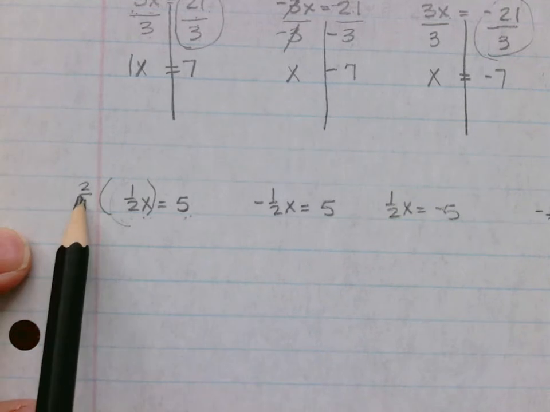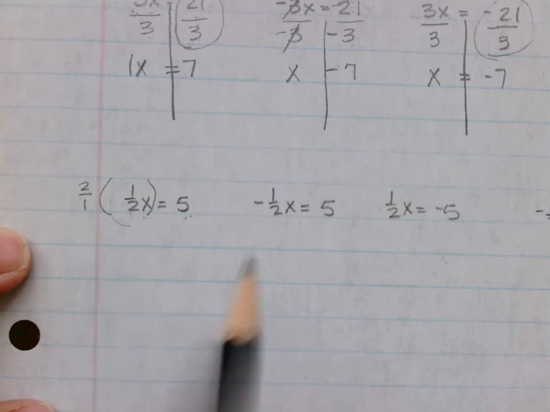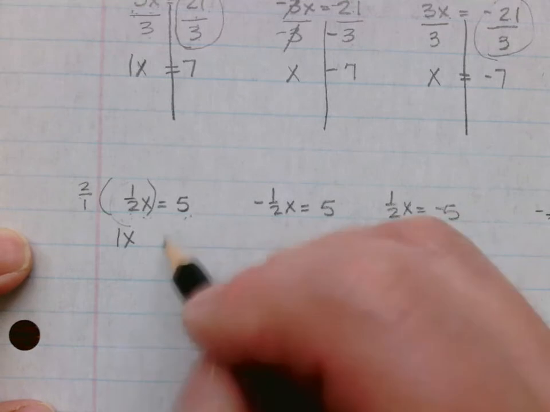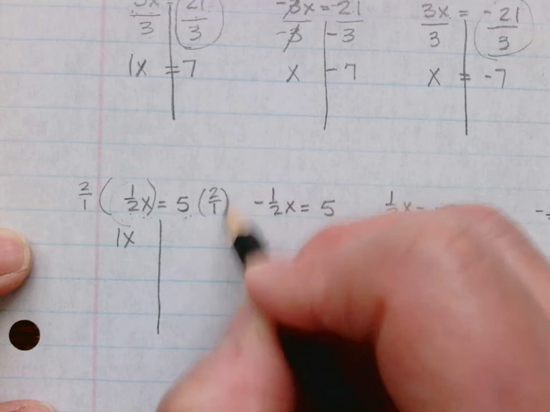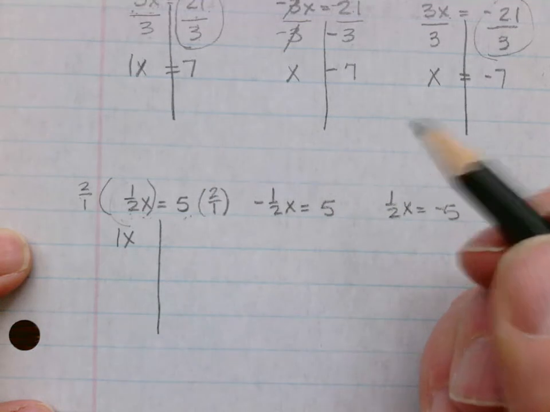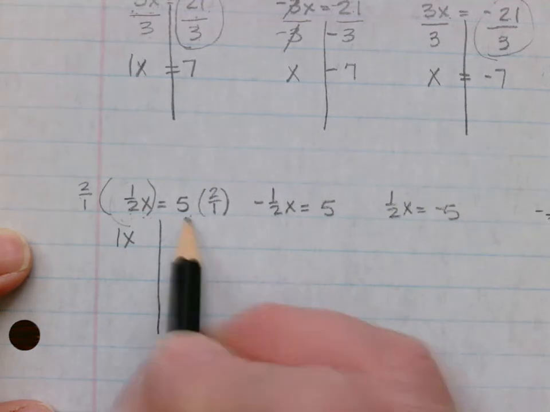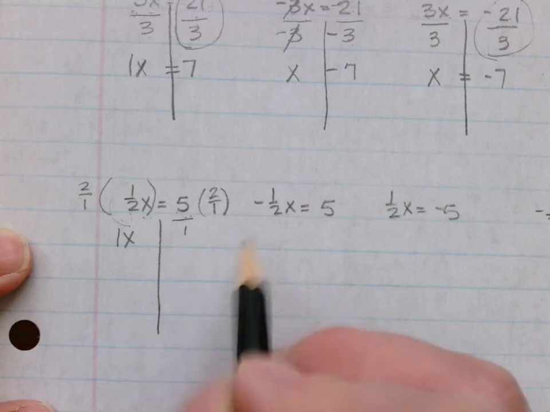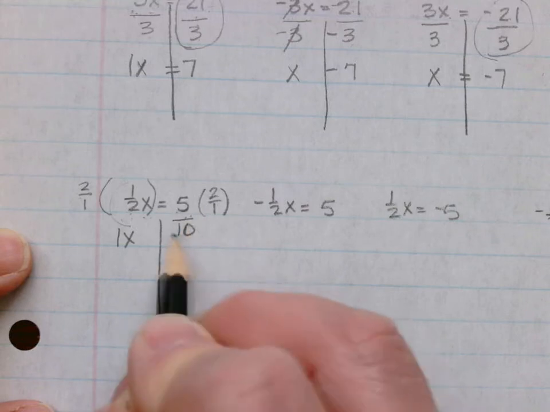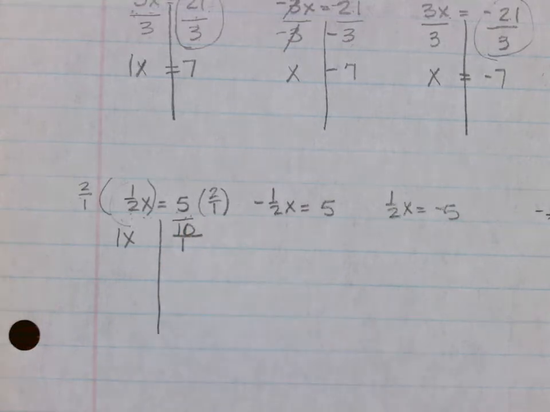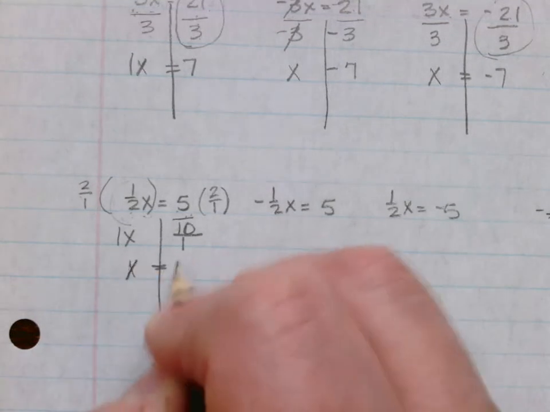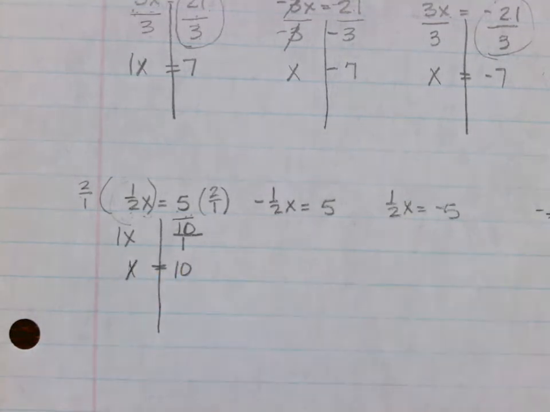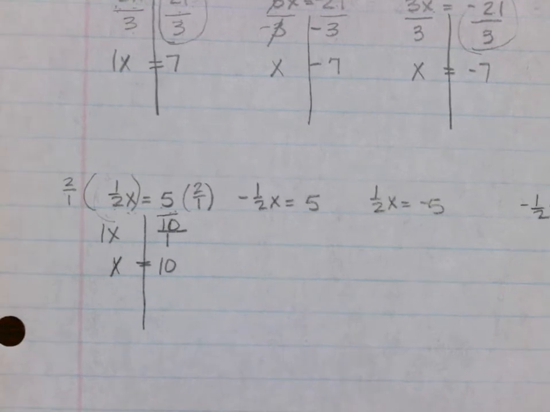Notice 2 times 1/2 is 1, and that's what I wanted, a 1x right there. Again, whatever I do to one side of the equation, I must do to the other to keep my equation in balance. So I multiply 5 times 2 and get 10 over 1. My answer is x is equal to 10, and that's kind of what we thought we were going to get.